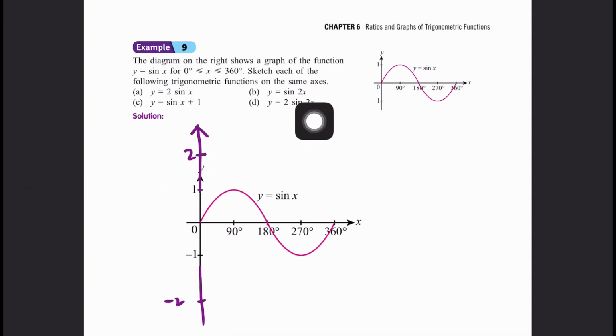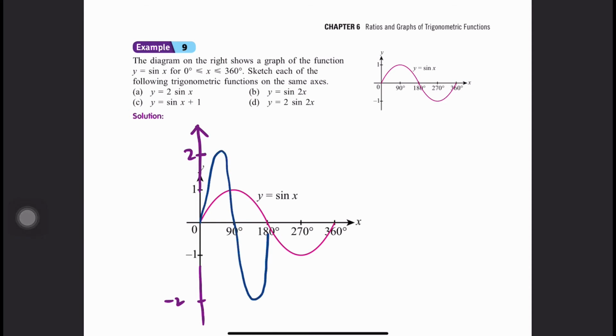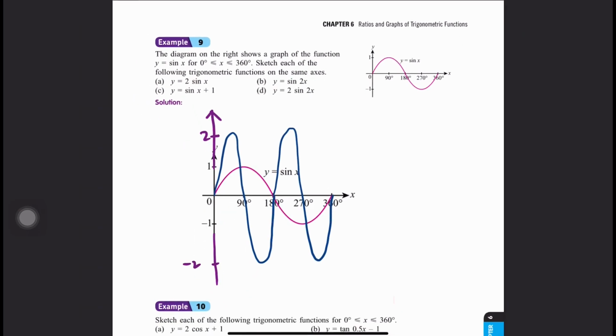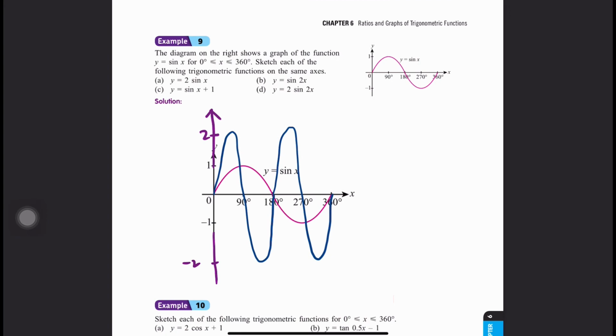Okay, 2x tadi maksud dia dalam 360 ada 2 period, ada 2 cycle lengkap. Okay, so maksud dia graf kita tinggi macam ni. 1. Okay. Lepas tu sambung lagi. 2. Okay. Boleh. Okay. Seronok kan melukis ni. Okay. So this is the sine graph.